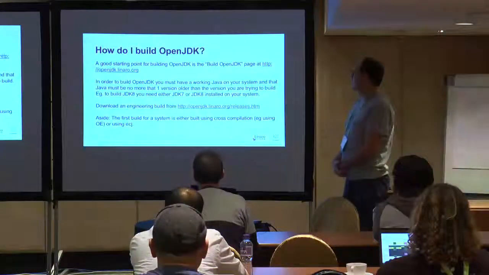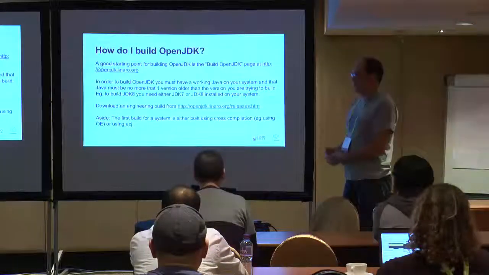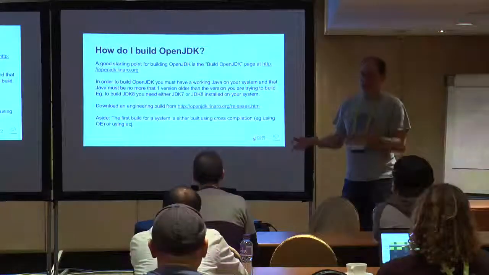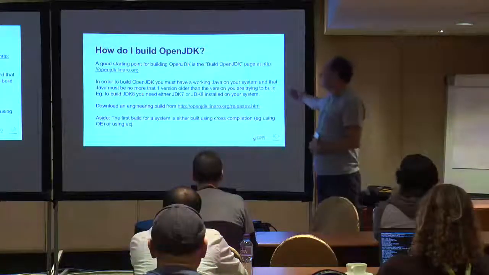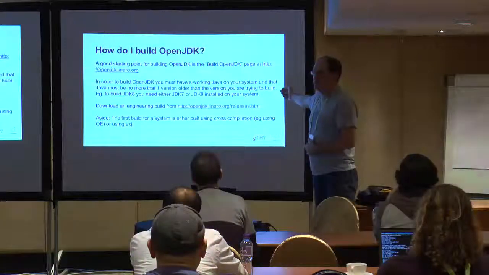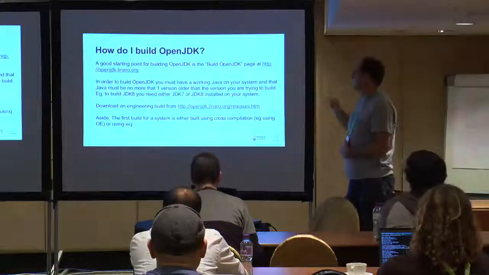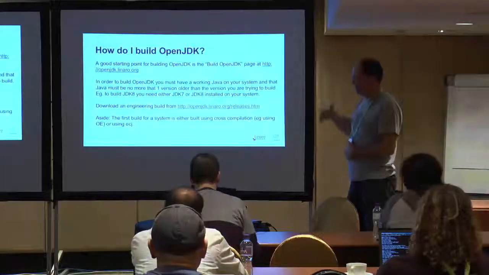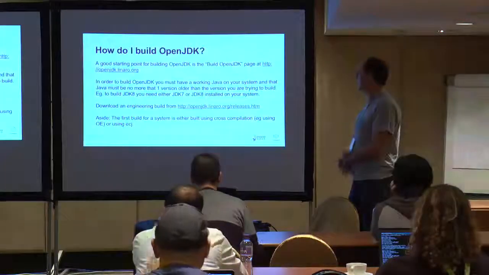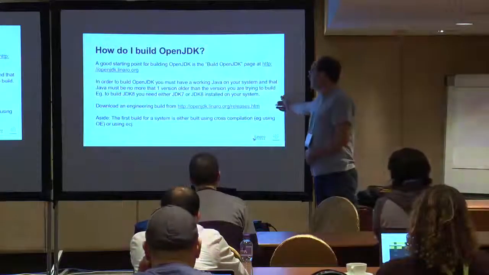The first thing you need to build OpenJDK is a working Java. It's just like GCC. In order to build GCC, you need GCC. And the rule is that you must have an up-to-date version of OpenJDK. It must be at most one version older than the one you're trying to build. So for JDK 8, you need either JDK 7 or a previous build of JDK 8. So if you want to start that, you need to get a binary.